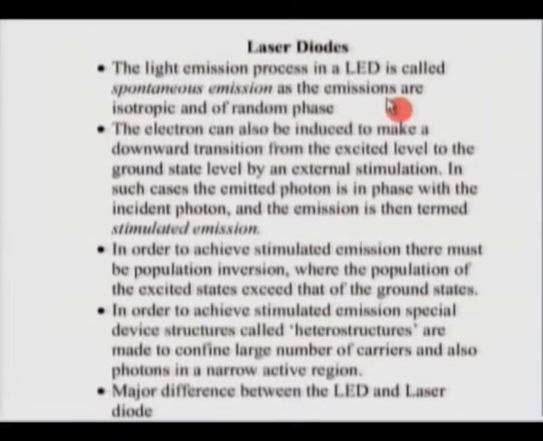Now what is the difference between a laser diode and a light emitting diode? Both are diodes, both emit light. The light emission in a light emitting diode is by what is called spontaneous emission. The reason why it is called spontaneous emission is because the emissions are isotropic. We said that if you forward bias a PN junction made of a direct band gap semiconductor, because of recombination there will be photon generation. Now this can happen all over the device. So it is not at one point, it is not focused, it is not coherent, and the phase is also quite random. That is why it is called spontaneous emission.